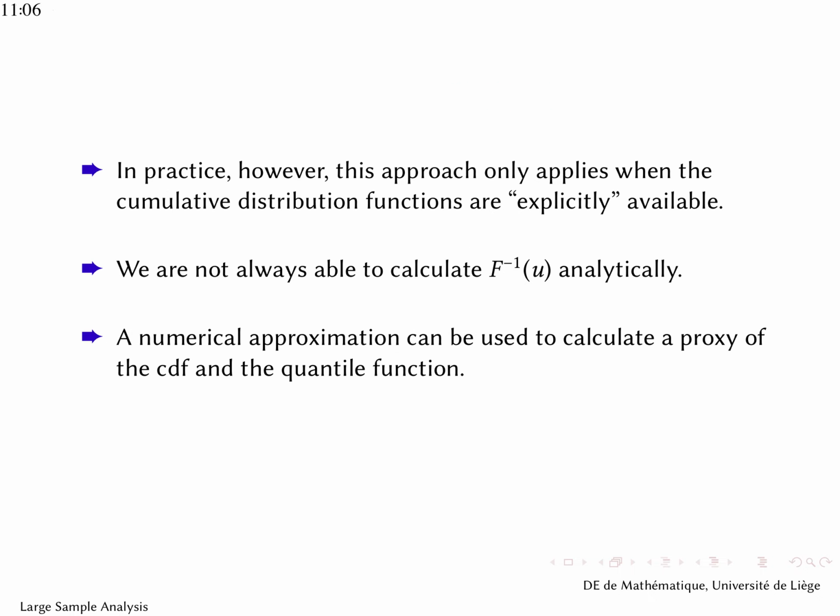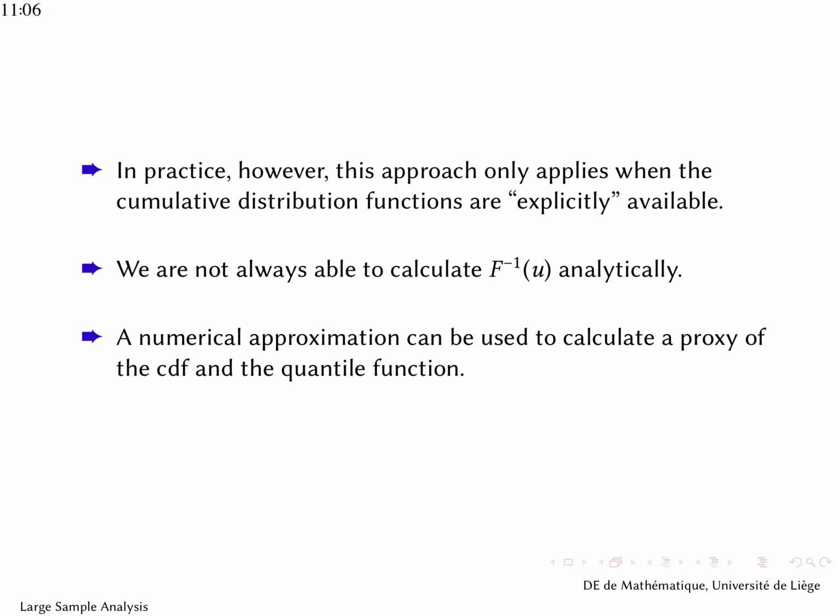So as we said before, using the representation theorem, we can theoretically generate a sample of any distribution. However, in practice, this approach is only applicable when we can explicitly define the cumulative distribution function. So if we are not able to calculate the generalized inverse analytically, so if we are not able to find a closed formulation for this, we cannot apply this algorithm for random variable generation. In that case, what we can try to do is find a numerical approximation of the cumulative distribution function and the quantile function.